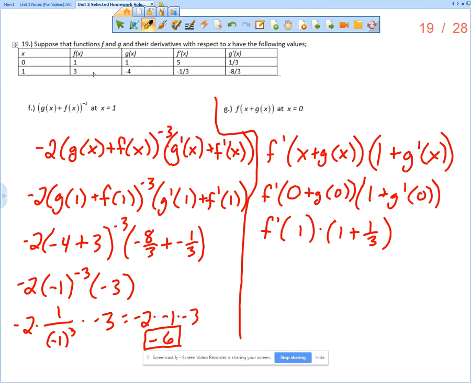So look back up at the table. f prime of 1 is negative 1 third times 1 plus 1 third. Remember, 1 is 3 thirds plus 1 third is 4 thirds. So I end up with negative 4 ninths.